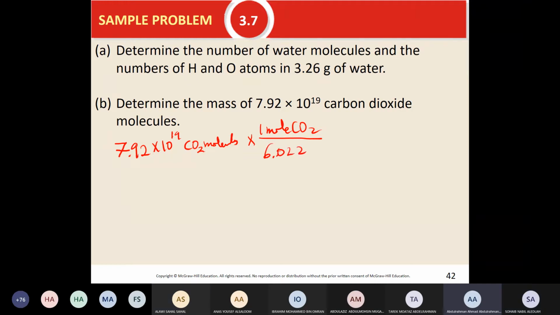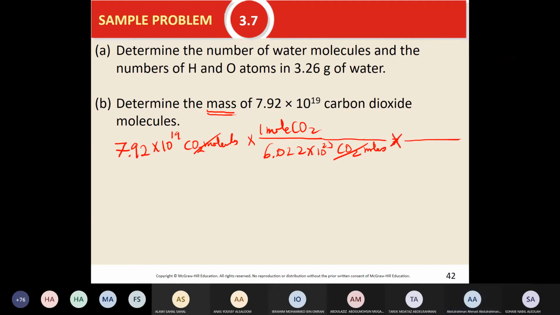6.022 times 10 to the power 23 CO2 molecules. Get rid of this with this. Am I done? Not yet. Why? I mean, the mass. Convert it to mass. So I should multiply it by this.